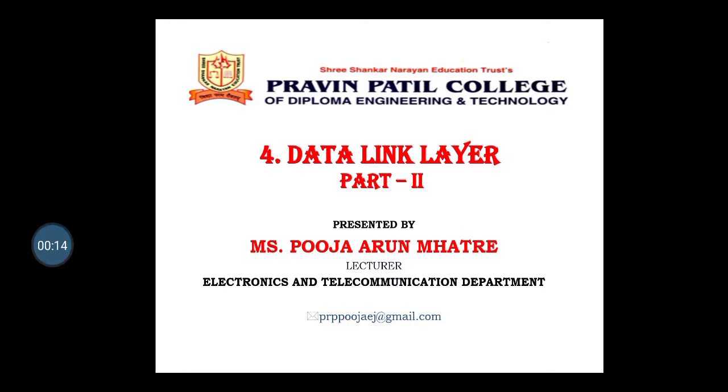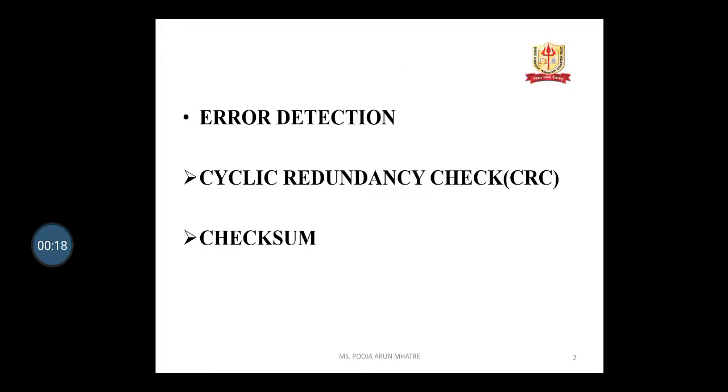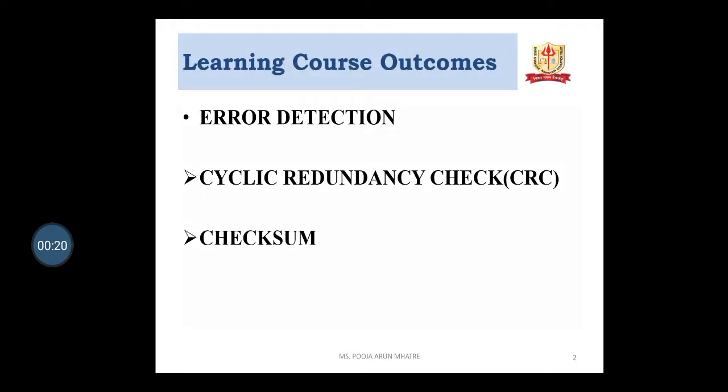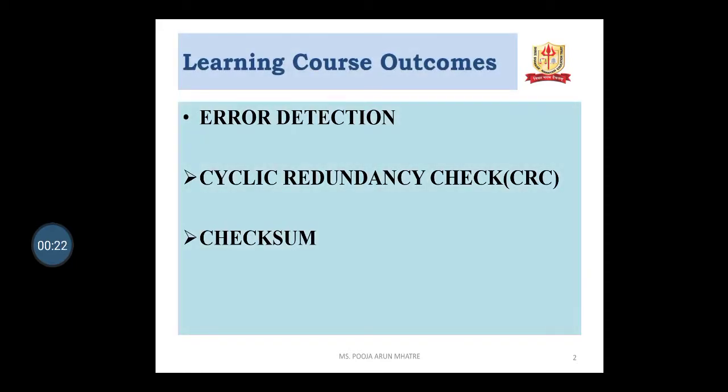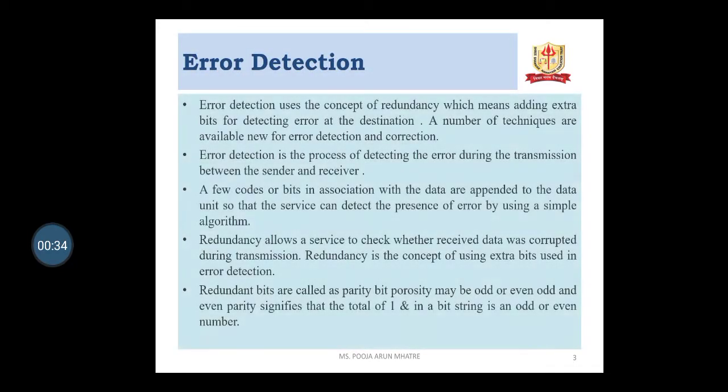Today's topic is C&D chapter number 4, Data Link Layer Part 2. The learning course outcomes are error detection. Cyclic redundancy check is one of the methods of error detection, and the second method is checksum. First we will see what error detection is.